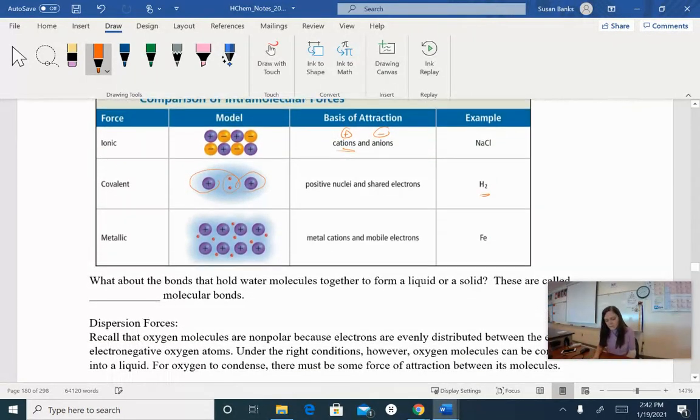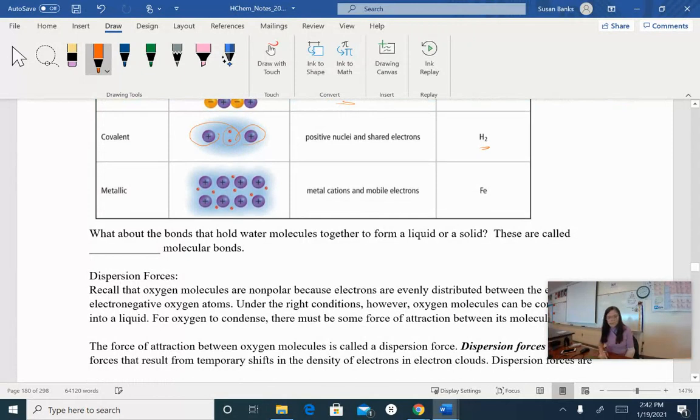We also very, very casually brushed over metallic bonds. So in metallic bonds, we have the positive cations with the valence electrons that are free to roam about the positive cations in the metallic structure. And those roaming electrons are what causes metals to be able to conduct electricity and heat so well. For example, iron. Okay? So today we're going to talk about the bonds that hold water molecules together to form a liquid or a solid.